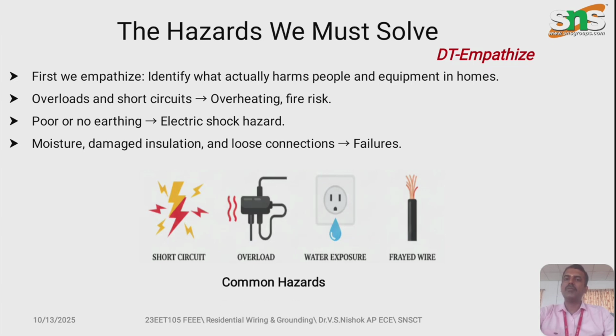These are the things which will affect the equipment and also humans. That is our first point. So we are emphasizing identifying what actually harms people and equipment in homes, especially overloads, short circuits, earthing issues, moisture, frayed wires and damaged insulation. These are the main causes of harm to people or equipment connected in the homes. These are all the issues we need to overcome with our techniques.